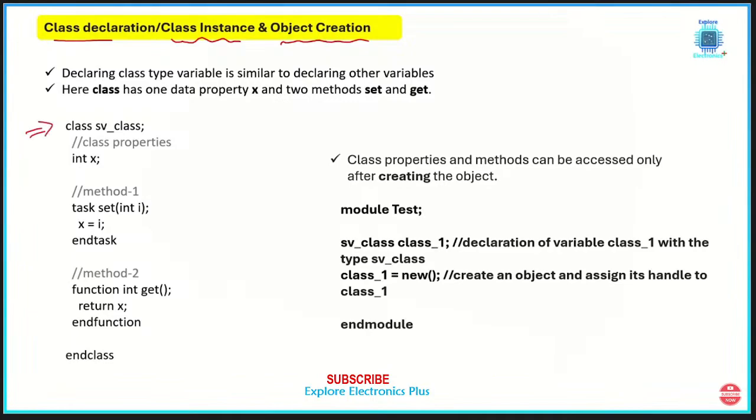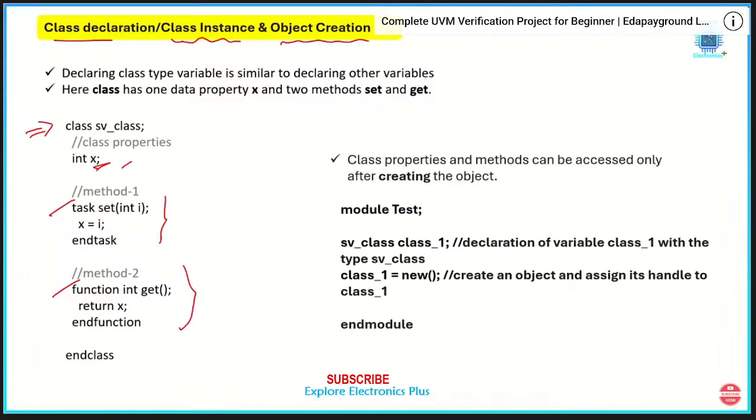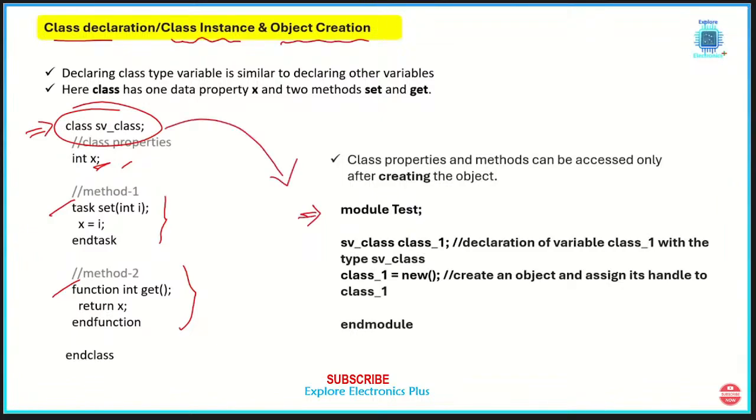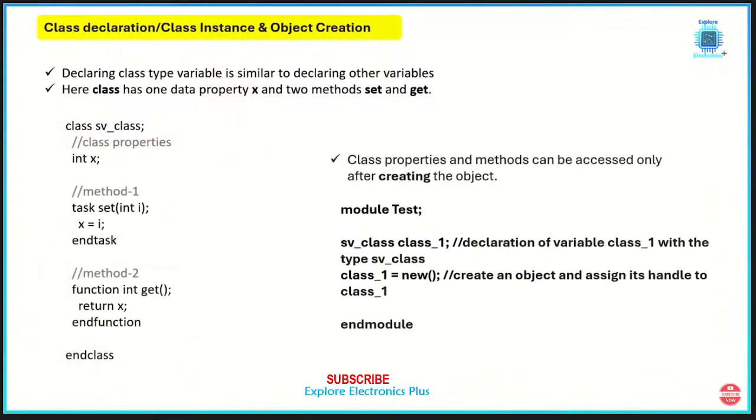Here is class SV class, and it has a single property called x, a data x, and a method task set, and also a function int. So this is one method, this is the other method, and we have one property. Now we will be utilizing this class inside a module. Module is a static component. We can include the dynamic class inside a module, but we can't instantiate a module inside a class. That is not allowed.